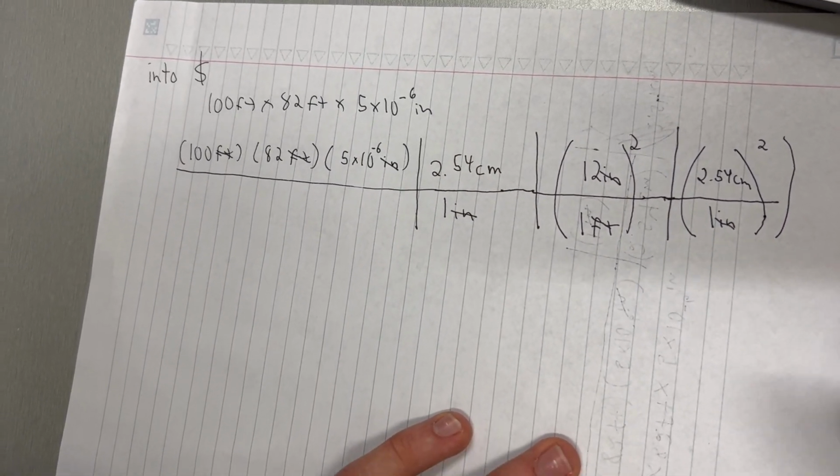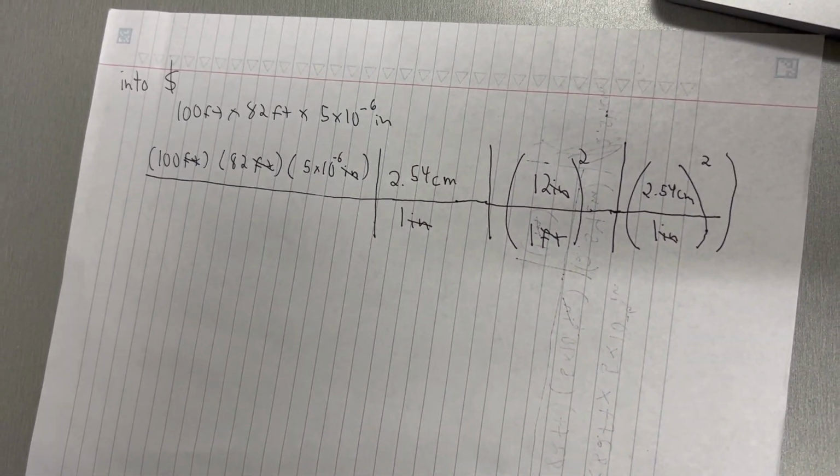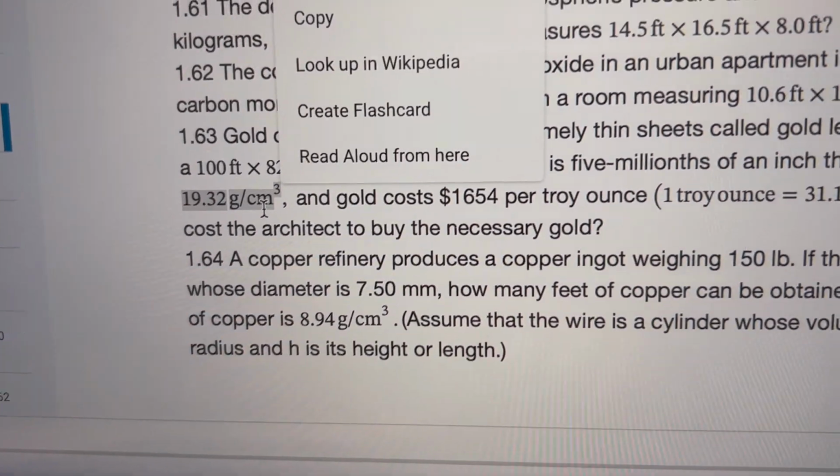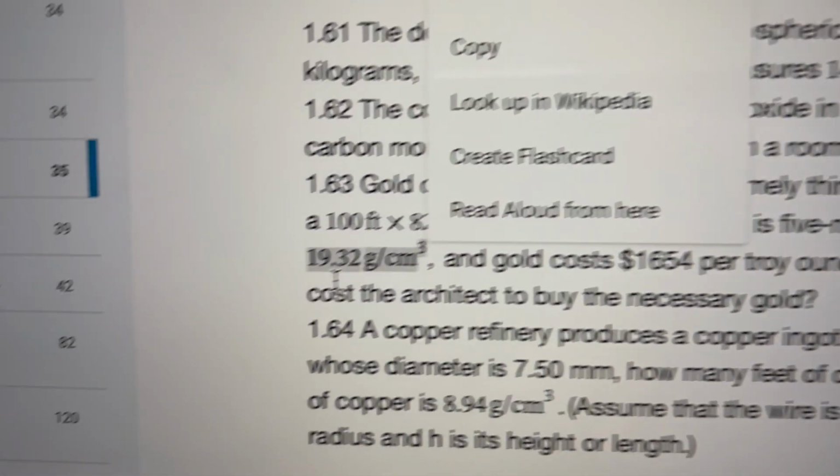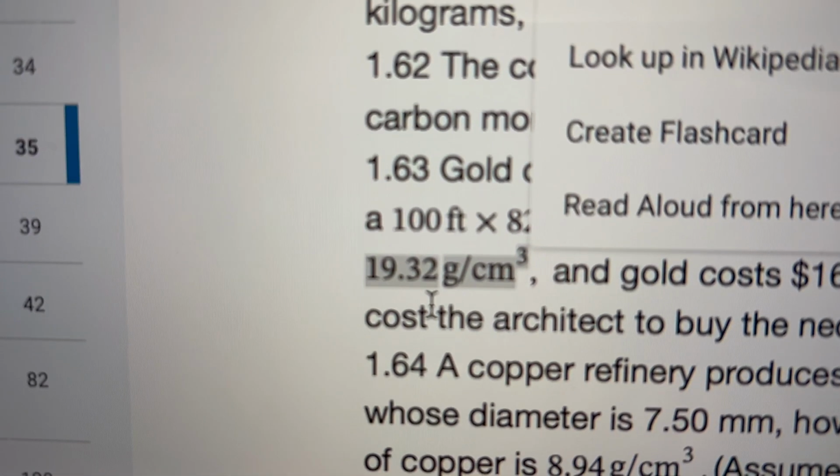So we have our density here on the computer. So now we have centimeters cubed. It's pretty much handed to us as our next step, 19.32 grams per centimeters cubed.